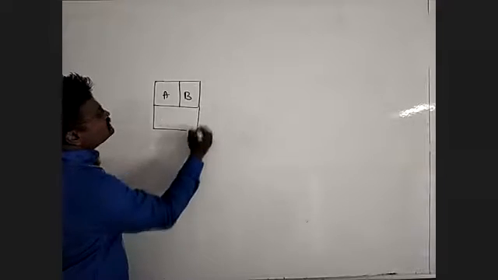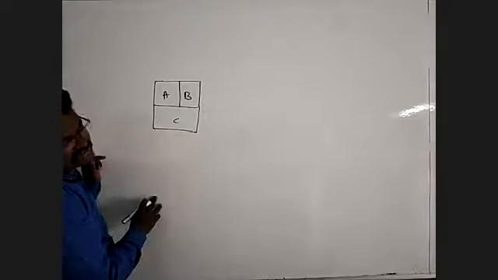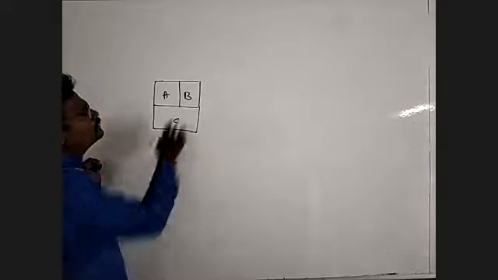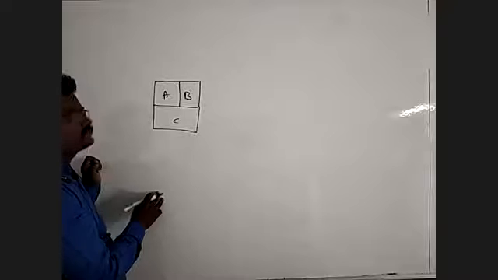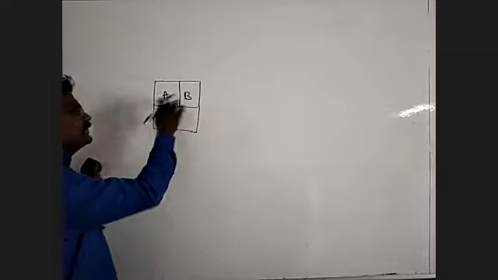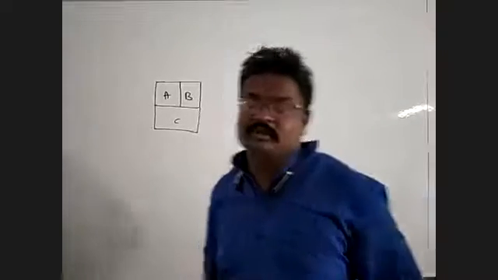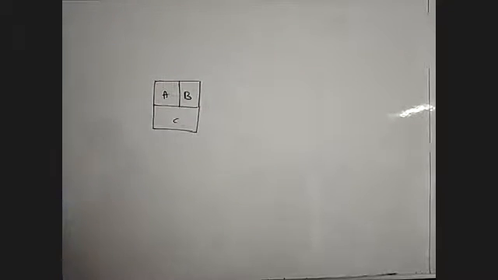Now these two bodies are in contact with body C. Body A and body C have the same temperature. A is in thermal equilibrium with C. Body B and body C have the same temperature. B is in thermal equilibrium with C. So A, B, and C all have the same temperature and are in thermal equilibrium. We call this the zeroth law.